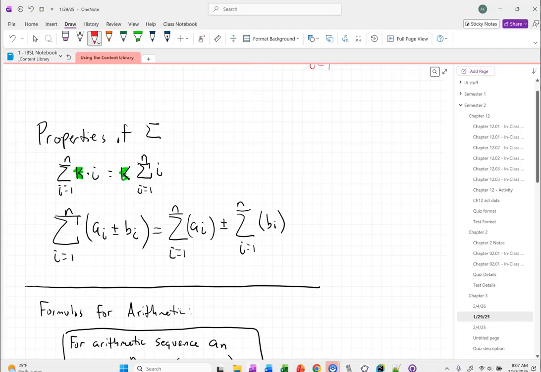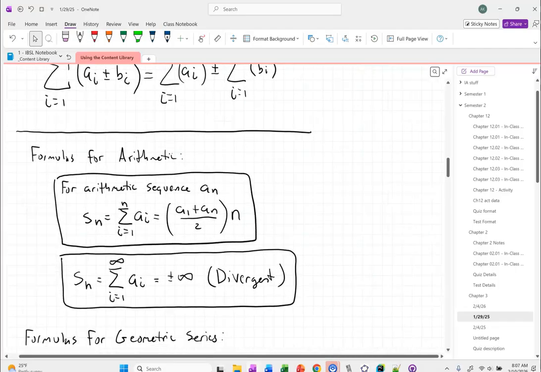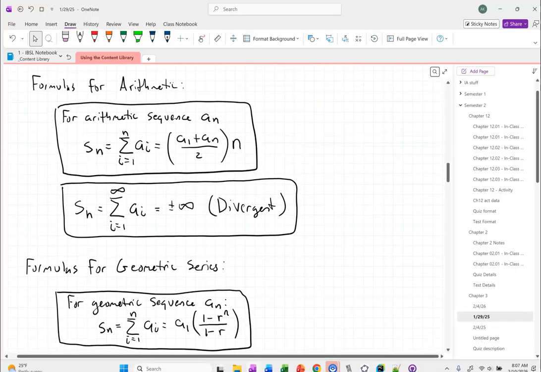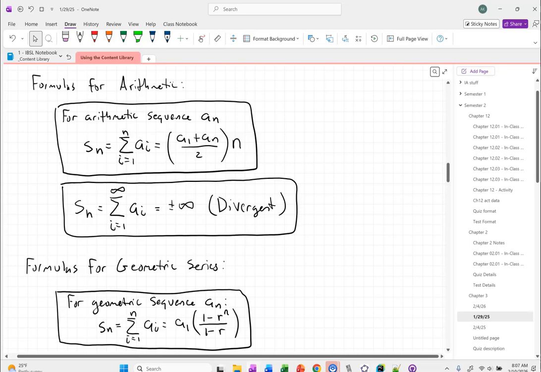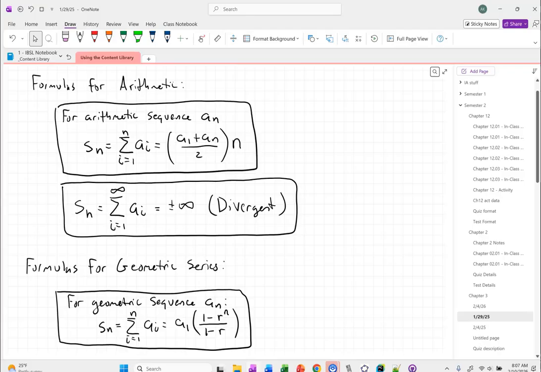Now, we have 2 special types of series, just like for 2 special types of sequences. We have arithmetic and geometric. So our formulas for an arithmetic sequence are as follows. If you're choosing to take notes, I'm going to tell a funny story while you're writing this down. So the first summation formula has kind of a funny story attached to it.